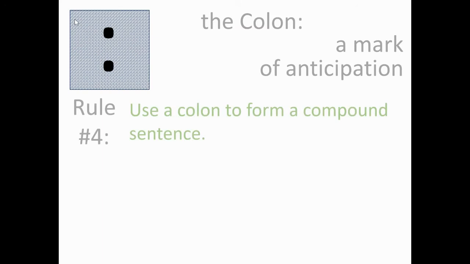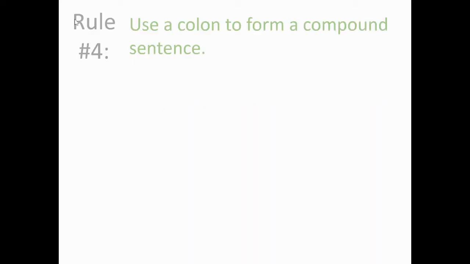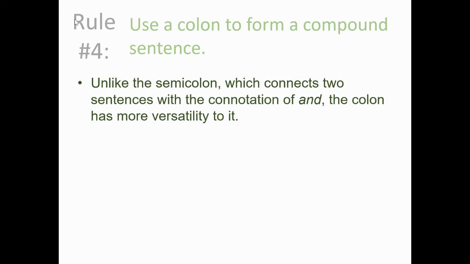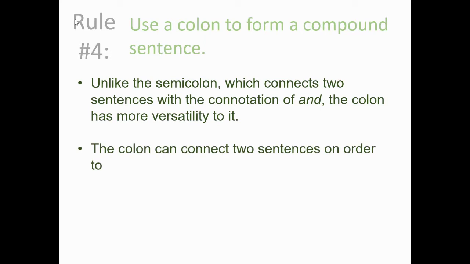Our fourth rule is that we use a colon to form a compound sentence. This is a really important one, so let's star this one on your note sheet. All right, we use a colon to actually form compound sentences. So unlike the semicolon, which kind of connects two sentences and it has sort of a connotation of the word and, but we don't use the word and with a semicolon, the colon has more versatility to it. So the colon can connect two sentences in order to do a number of things.